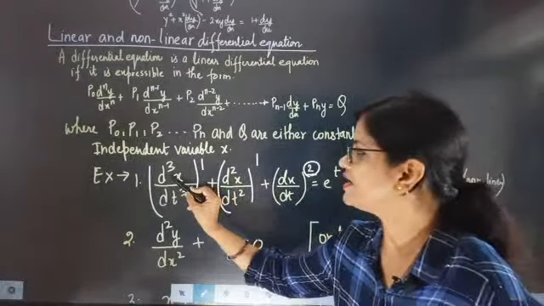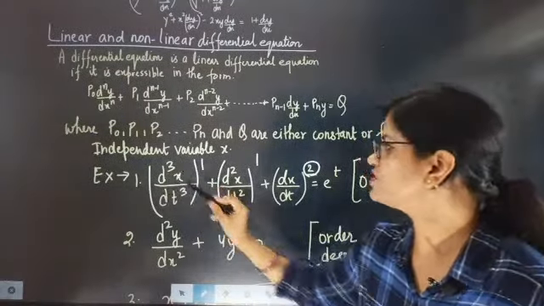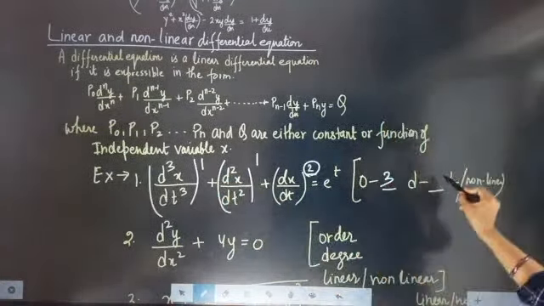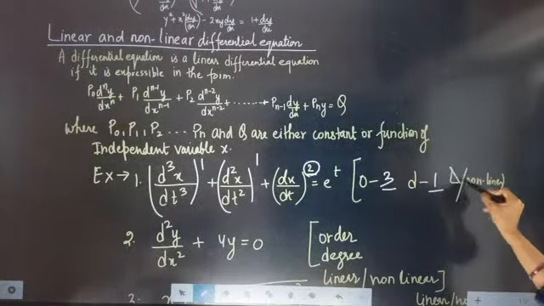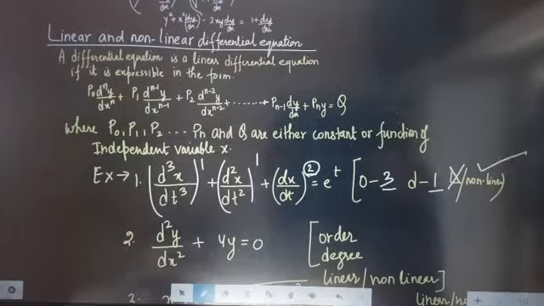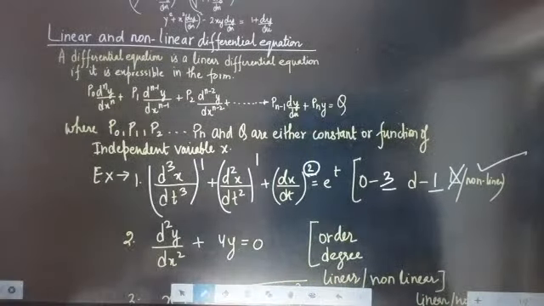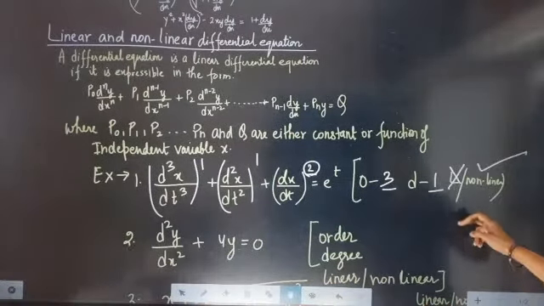You will say, auntie, it is differentiated 3 times, so the order is 3. And its degree is 1. Is it linear or non-linear? It is not linear, it is non-linear. So we have given all 3 answers. Now come on, this question you have to solve.